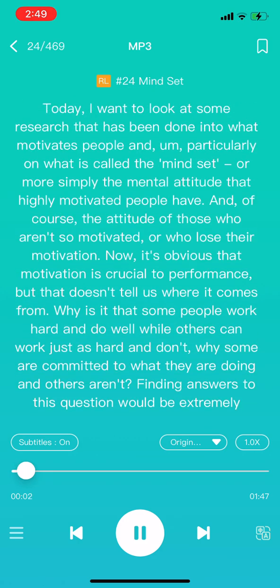Today, I want to look at some research that has been done into what motivates people, and particularly on what is called the mindset, or more simply, the mental attitude that highly motivated people have. And, of course, the attitude of those who aren't so motivated, or who lose their motivation. Now, it's obvious that motivation is crucial to performance, but that doesn't tell us where it comes from. Why is it that some people work hard and do well, while others can work just as hard and don't? Why some are committed to what they are doing and others aren't? Finding answers to this question would be extremely useful to educators, as well as in other areas of life.